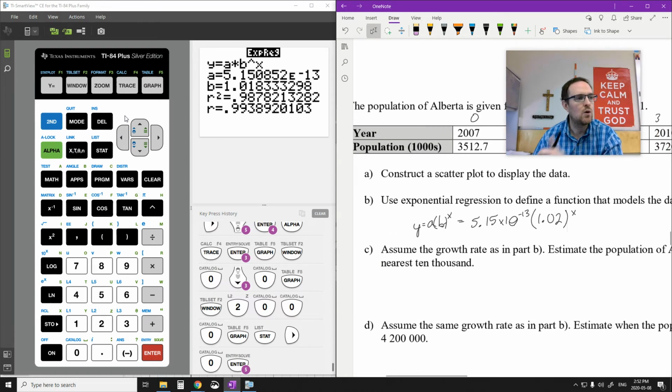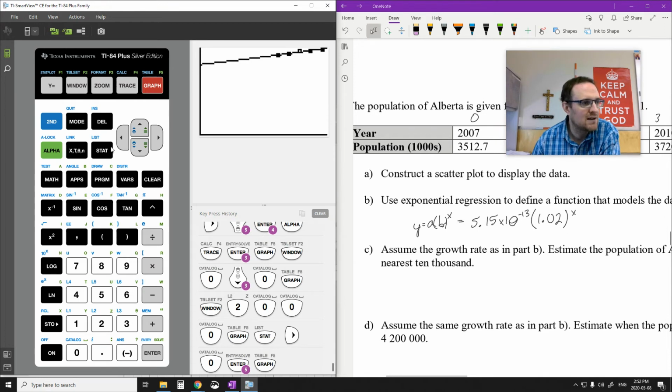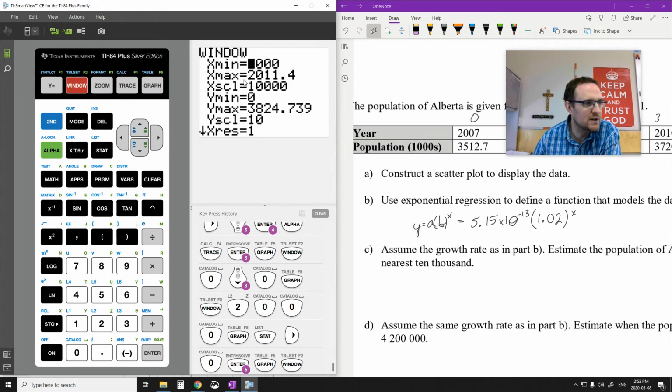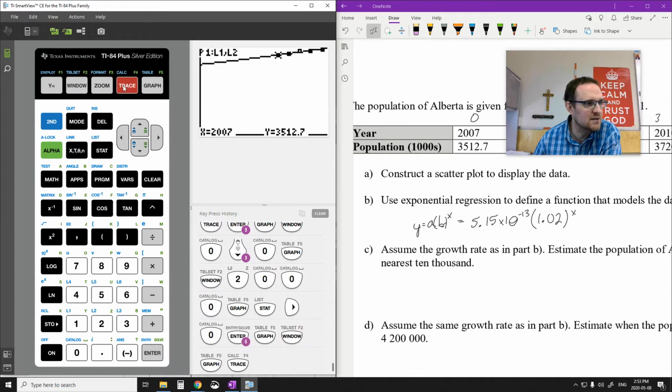right? Or I can go back to my graph and find 2020. But the problem is my window right now doesn't go to 2020. Max only goes to 2011. So if I were to go graph and I went trace, now watch out when you go trace, you don't want to be on the data points. So it's right now P1, L1, L2, you don't want that. So you want to get off that. You want to be on the line that they created for us. So hit the up or down arrow, and then it'll give us this really ugly equation.